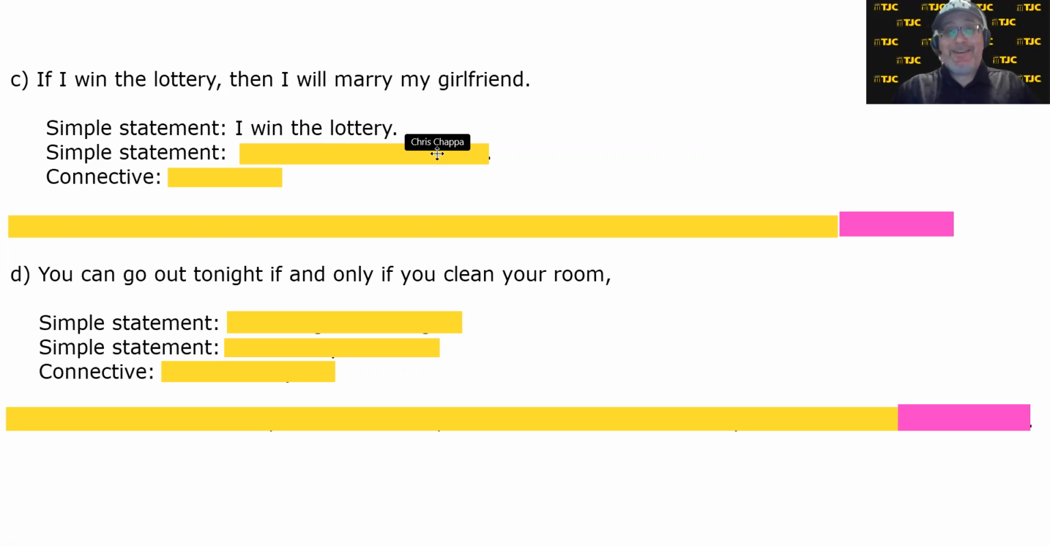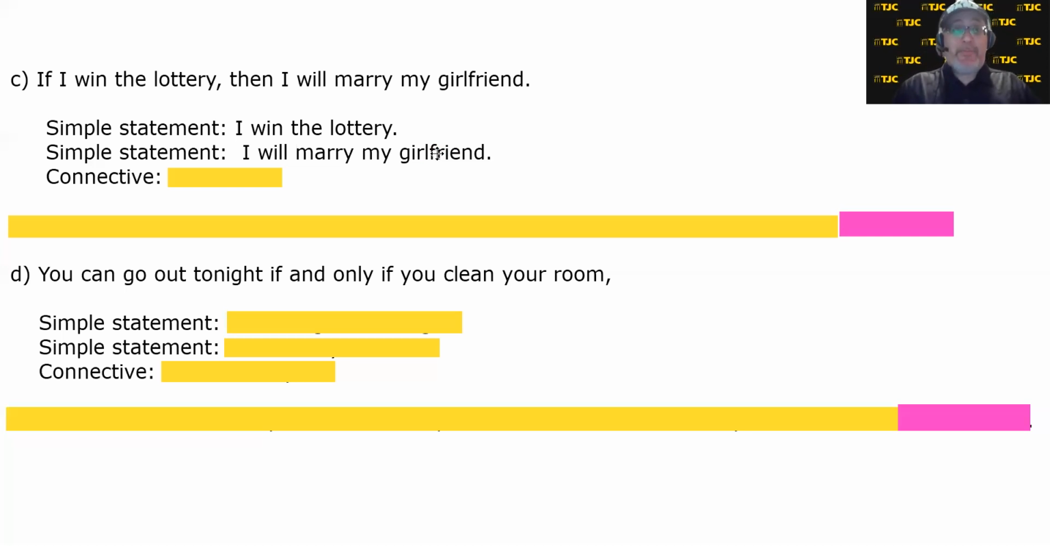If you said, then I will marry my girlfriend, you are incorrect. Because as a sentence, then I will marry my girlfriend is an incomplete sentence. The second simple statement is just, I will marry my girlfriend. Remember, we also have a connective in here joining things together.